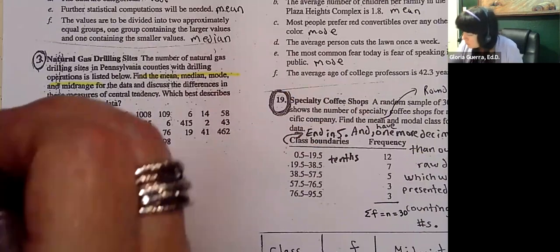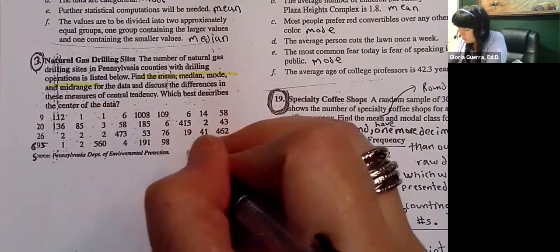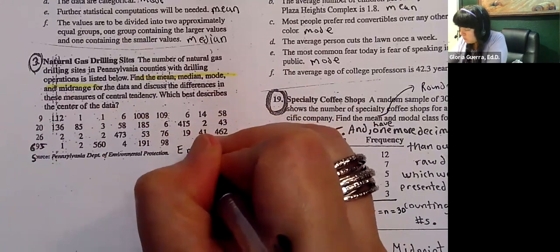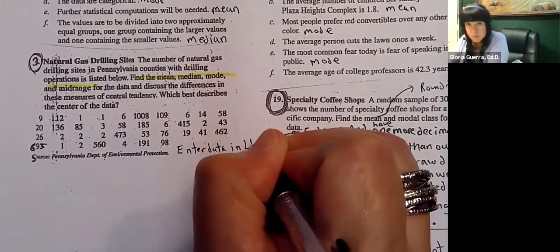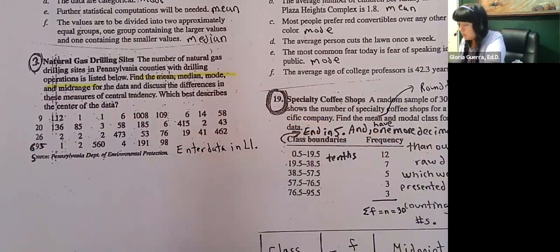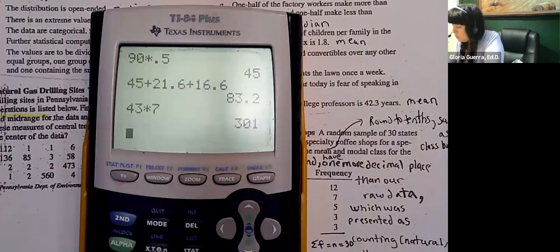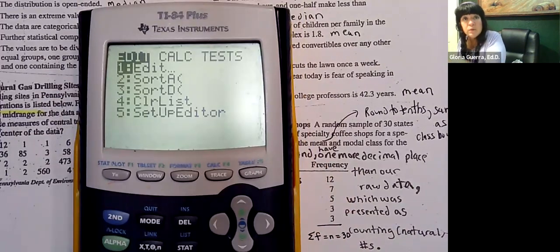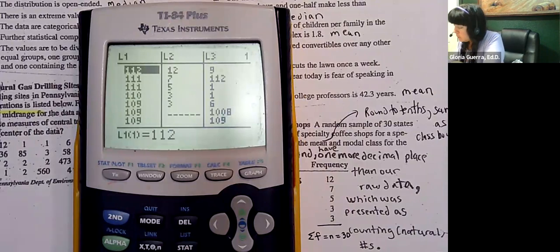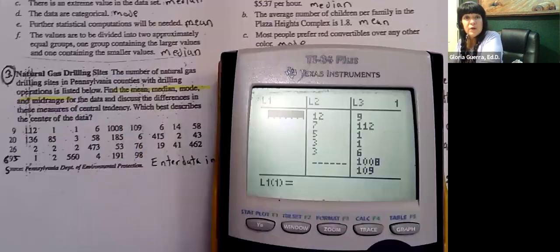and this is small, this is 695. Can you see that 695? We're going to enter your data in L1. So let's do that for starters. Turn the thing on. Go to stat. Edit, one edit. Okay, so go to top, clear. Then let's go ahead and put all this data in.